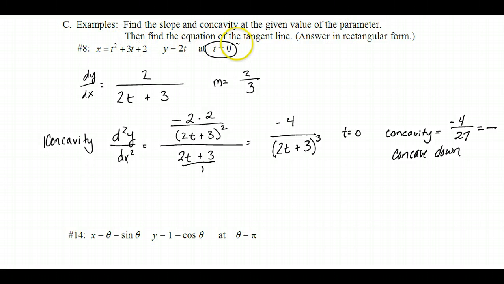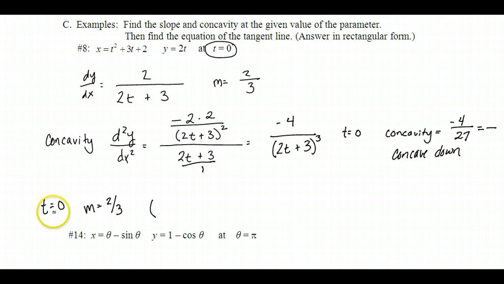Now we have to find the equation of our tangent line. All right, and we want this in rectangular form, which is nice because that's just our x and y. Well, in this situation, if our parameter is t equals 0, we know then our slope is 2/3. So here we can say, when t is equivalent to 0, our slope is equal to 2/3. And what's the last thing that we need in order to write the equation of a line? We have a parameter, we have our slope. We also need a point.